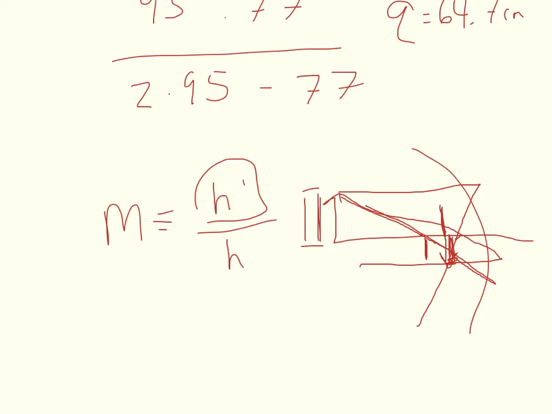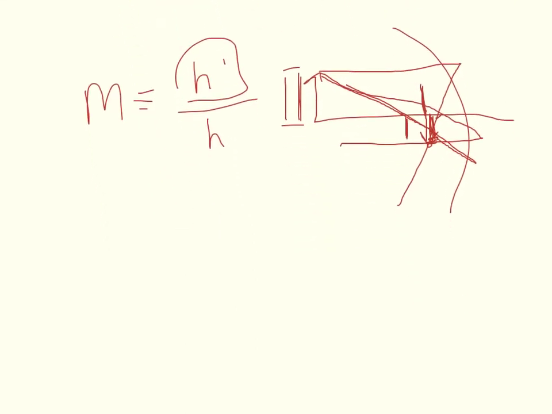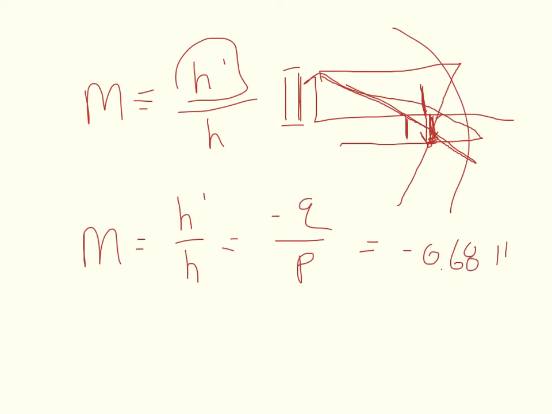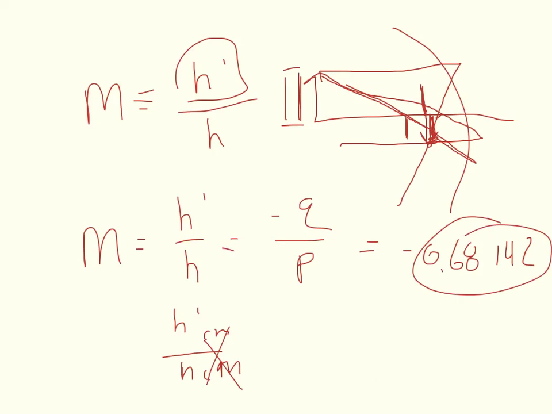But what you can do through some complex geometry is you get that the magnification is equal to h prime over h, which is equal to negative q over p. And since we just solved for q and p is given to us in the problem, we can just plug in our numbers. And for my numbers, I get negative 0.68142. And it doesn't have units. Magnification doesn't have units because you have h prime in centimeters over h in centimeters, and the centimeters cancel out, so it's a unitless number. And since it's negative, I know that it's inverted.